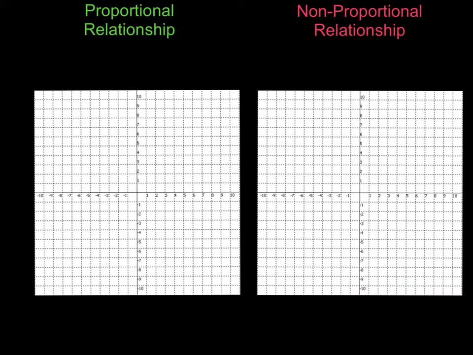Now we're going to graph two lines, one that is a proportional relationship and one is non-proportional. So the proportional relationship, we're going to look at the equation y equals negative 3/4 x. If it does not have a y-intercept listed, or it's a proportional relationship, that means the first point is at the origin. And then we use the slope, negative 3/4, to get our other points.